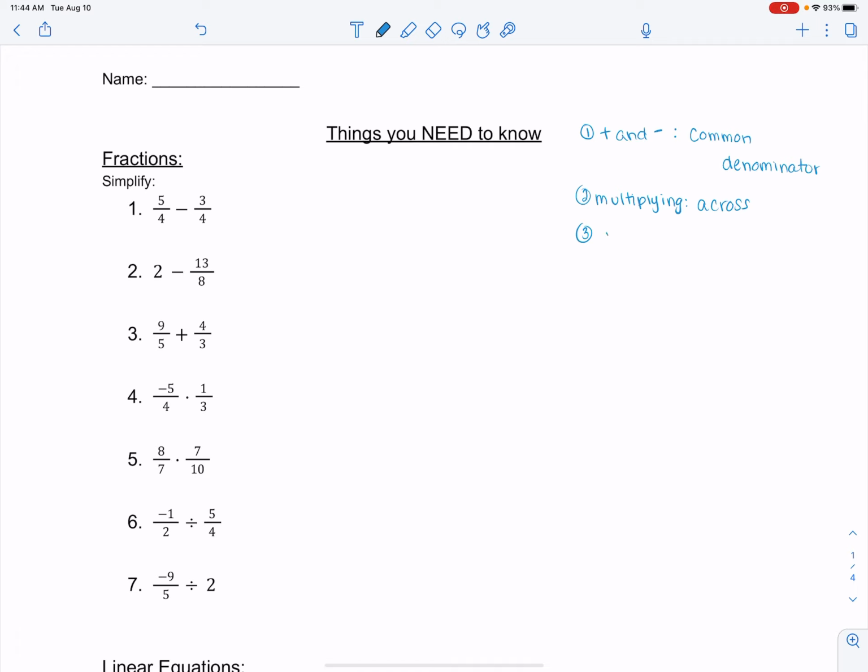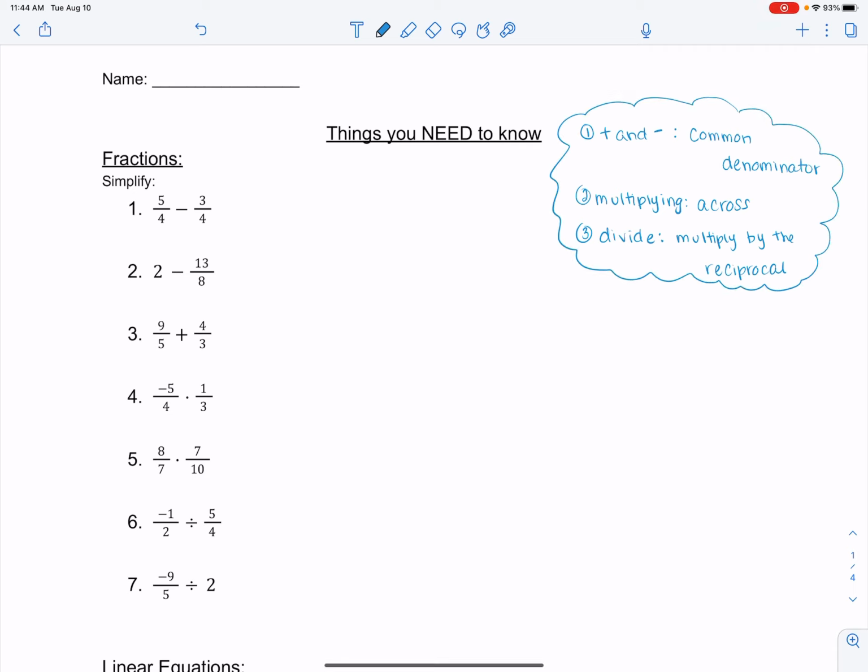When you divide, you cannot divide fractions. So when you're dividing fractions, technically what you're going to do is multiply by the reciprocal. Okay, so that's just in a nutshell the rules you need to remember that involve fractions.